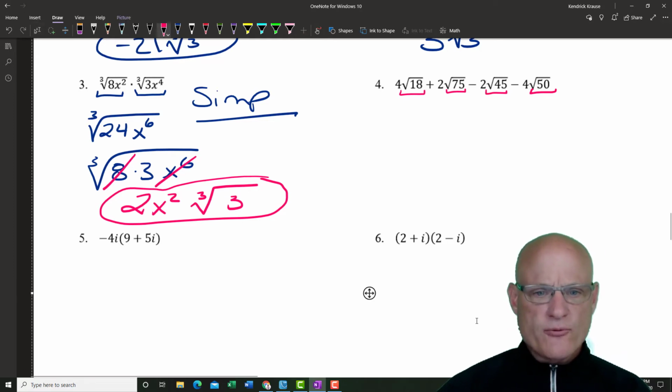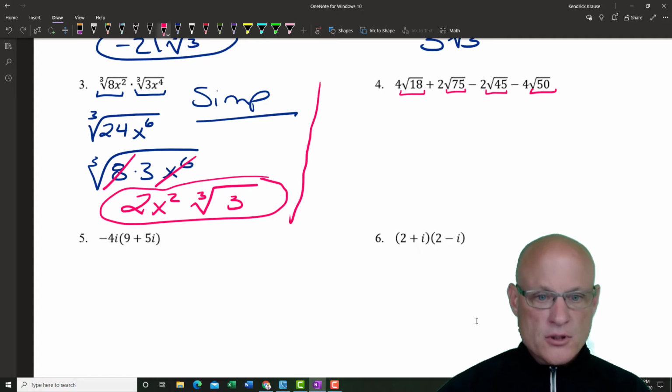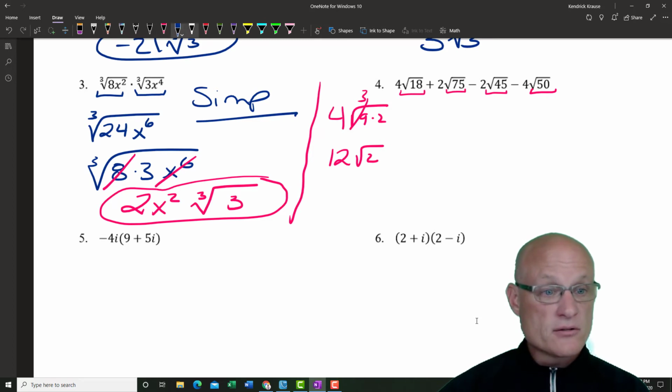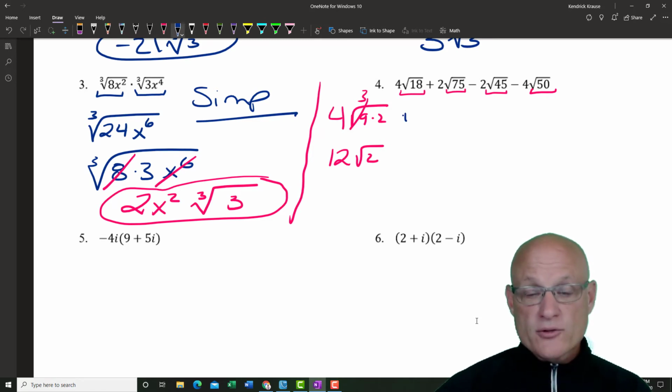All right, so 4 square root of 9 times 2. What is the square root of 9? It's 3. So this is 12 square roots of 2. We get to the next color. Plus 2 square root of 25 times 3. Square root of 25 is 5. So this becomes plus 10 square roots of 3.